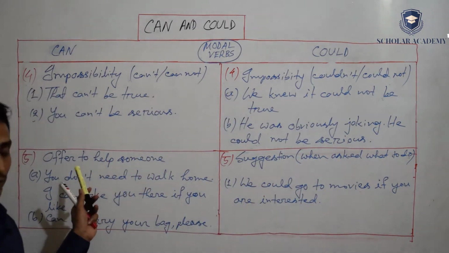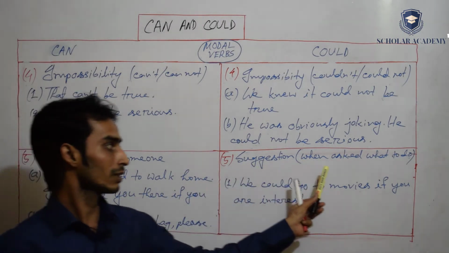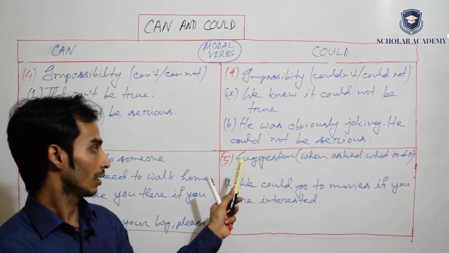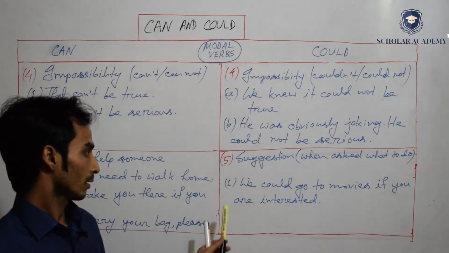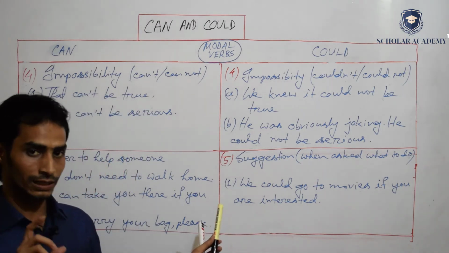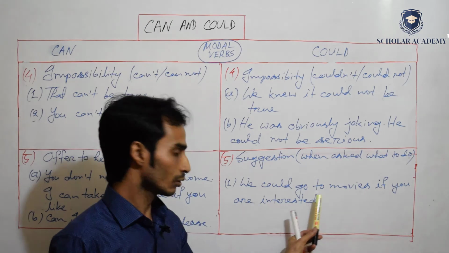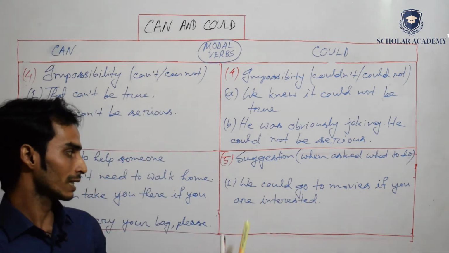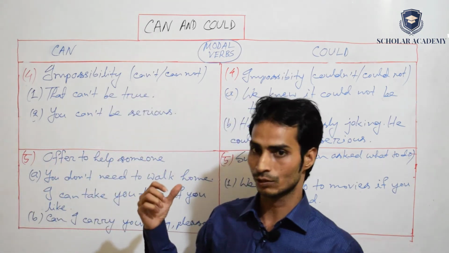Can is used to offer to help someone, but could is used to suggest something when asked what to do. So let's look at some examples with it. We could go to the movies if you are interested. So that's all about today's lesson.